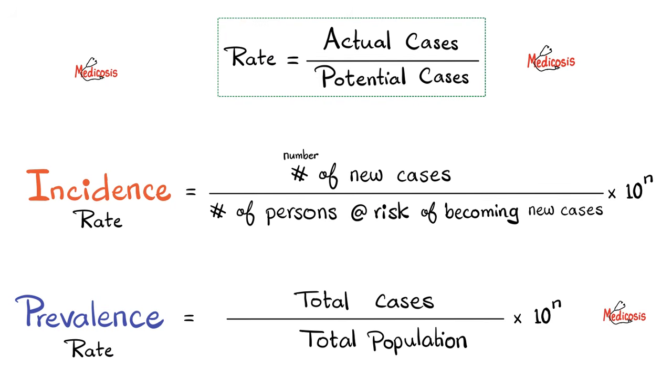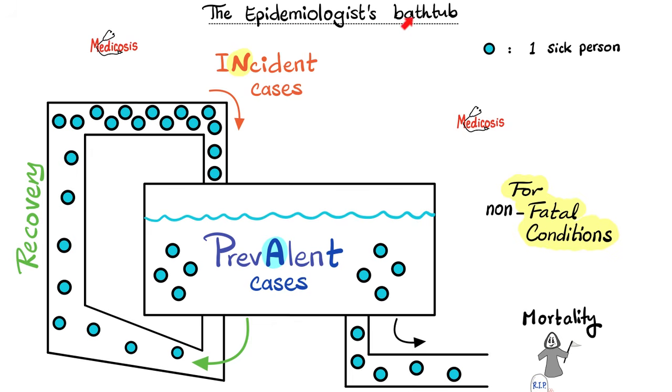What did we learn today? We learned that incidence is the number of new cases over the number of persons at risk of becoming new cases. Prevalence is total cases currently over the total population currently. Don't forget to review the epidemiologist bathtub.